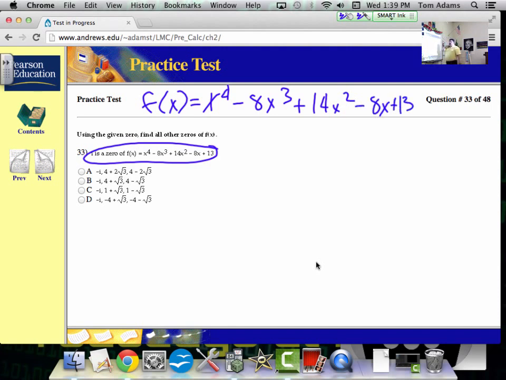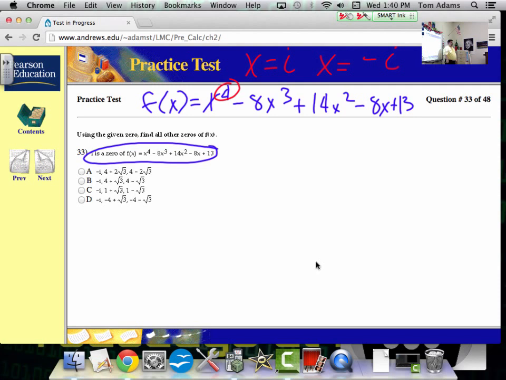All right. So if i is a 0, what do we know about complex numbers? They have conjugates. They always travel in pairs. So we are saying that x equals i, which is one solution, and x equals negative i, because that would be the conjugate, right? This is a 4th degree polynomial. What else is there for us to know?